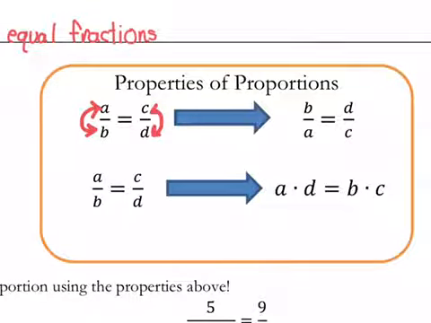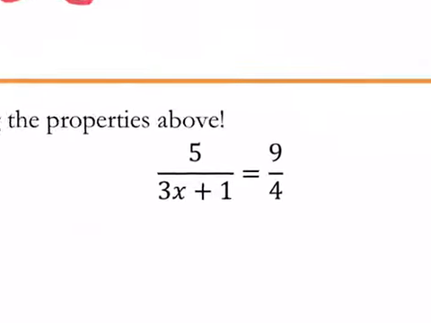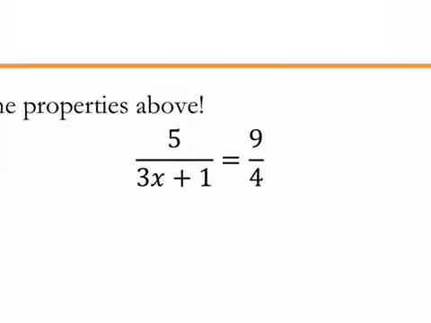The other piece of information, and this is the one we're really going to use to solve these proportions, is that A over B is equal to C over D is the same as A times D being equal to B times C, which we commonly refer to as cross multiplication. So let's use that second property to solve this first example here.